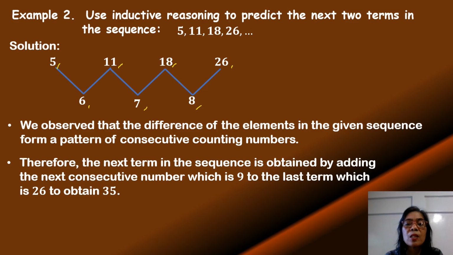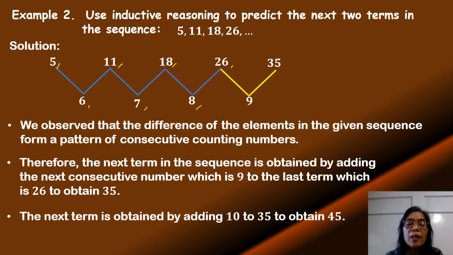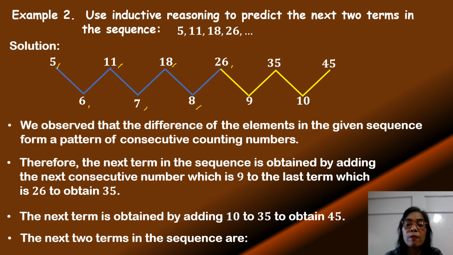So we have here 6, 7, 8. So the next term in the difference will now be 9. If we add 9 to 26, it will give us 35. And the next term is obtained by adding 10 to 35. So we add 10 to 35 to obtain 45. And so we say the next two terms in the given sequence are 35 and 45.